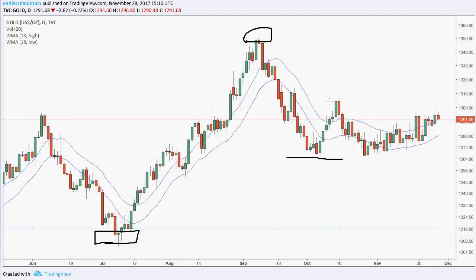A level of resistance was nicely established in here. And it came close to this previous low at the end of October, but it never took it out. It has been moving sideways for the rest of this duration.